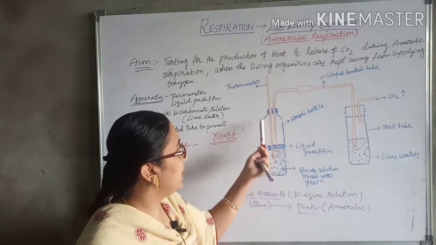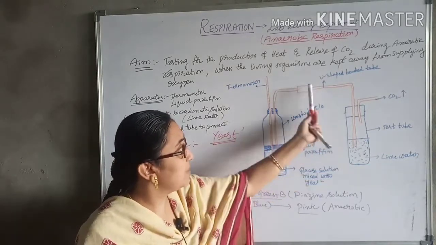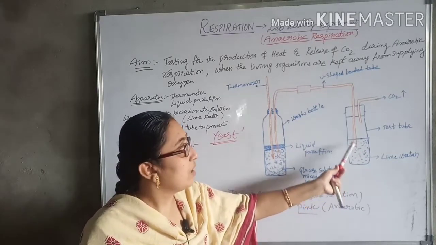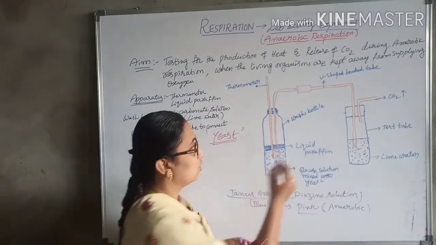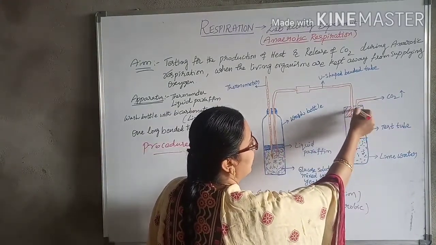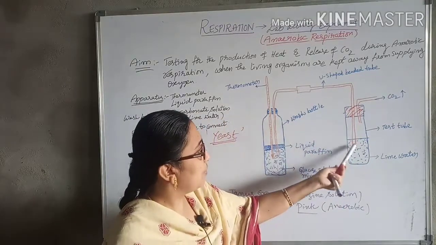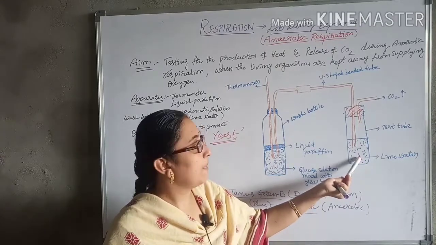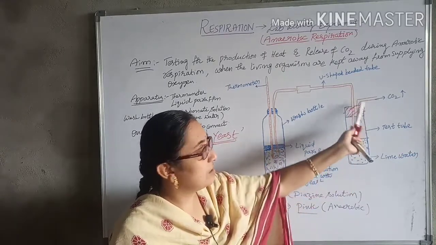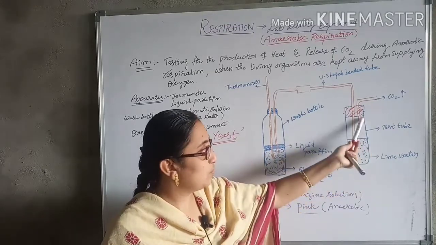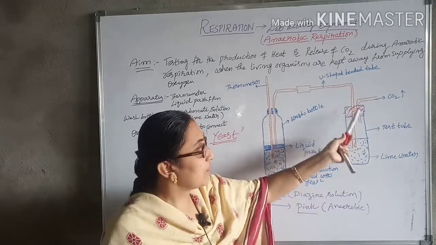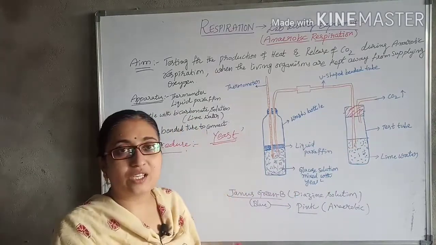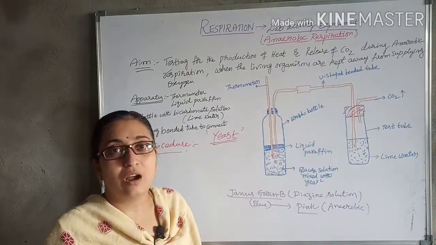The other end of the tube is inserted into the test tube. So you have to take one test tube, which is also closed with a cork. Take some lime water, that is bicarbonate solution, in the test tube. Then insert one L-shaped tube into the test tube like this. Then close it.